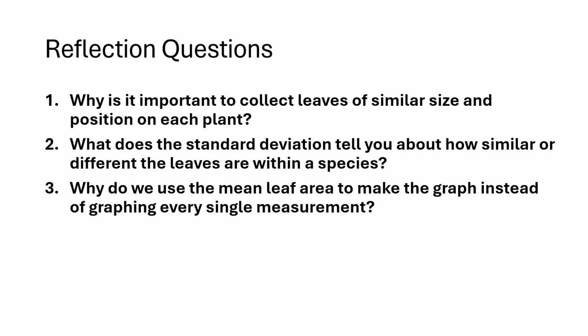For the third question, about why we graph the mean instead of every single measurement, think about the purpose of a graph. A graph is meant to show patterns clearly and make comparisons easy. Ask yourself what the graph would look like if you plotted all 30 individual values, and whether that would make the pattern easier or harder to see. The mean helps summarize the data so the main trends stand out, while the variability is still handled by statistics like standard deviation and ANOVA. The goal of these questions is not to repeat steps from the procedure, but to show that you understand why scientists measure, sample, summarize, and analyze data the way they do.